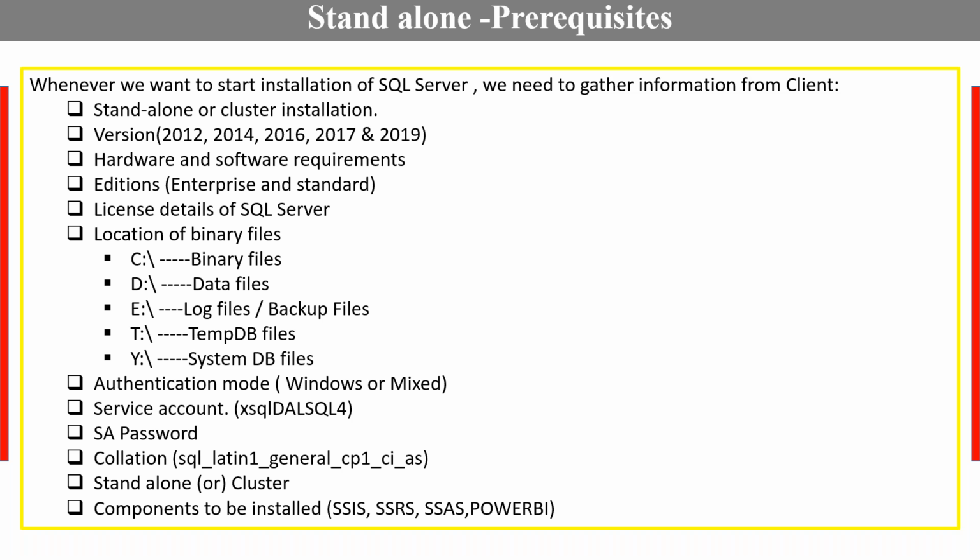So collations, SA, Windows authentication or mixed authentication, binary files, service accounts, editions, SQL versions. The license you will get by default, sir. By default, when you go for the setup file, it will get the license ID. Just you need to accept that license. Apart from that, there is nothing else you need to do, sir.